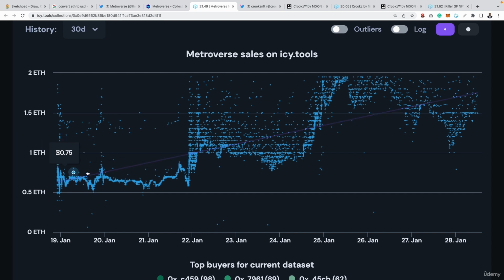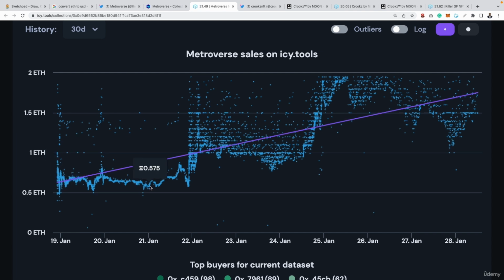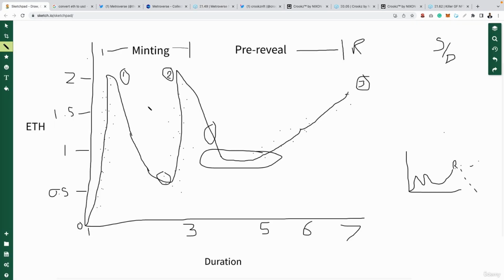I do appreciate it is a little bit hard to see on this, but basically it follows the same pattern I was talking about. We have the pumps for the pre-mint. We have another pump for the public sell. The price then stabilizes over the next few days. And then on the build up to reveal, the price increases. Literally textbook stuff, as I was saying.